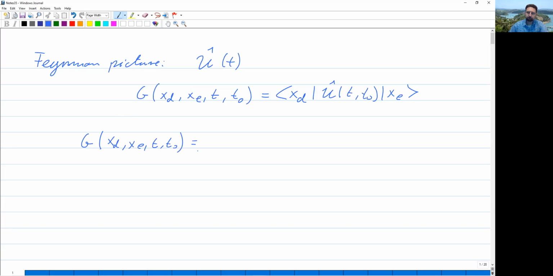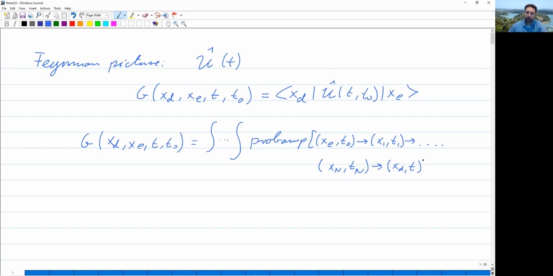can be expressed as the path integral over the probability amplitudes for the particle to take a path from the initial position where it was emitted at the initial time t0 to some location x1 at time t1, and then onwards to various other locations, eventually to location xn at time tn, and then onwards to our detector at position xd at time t.